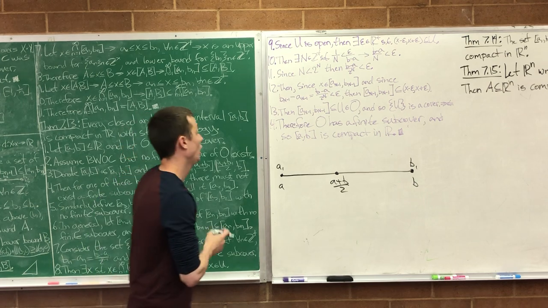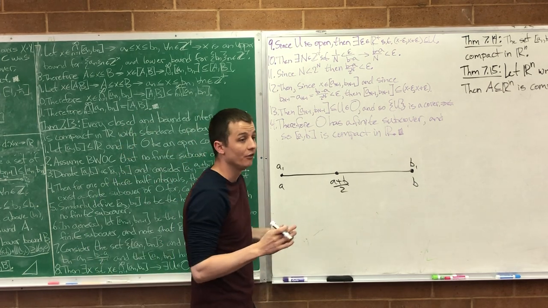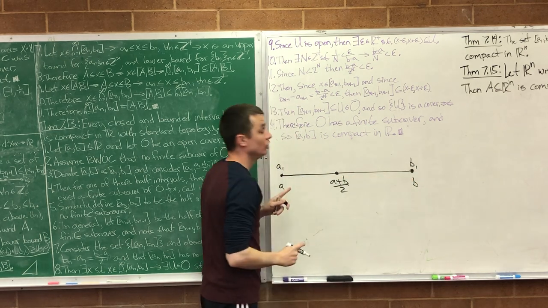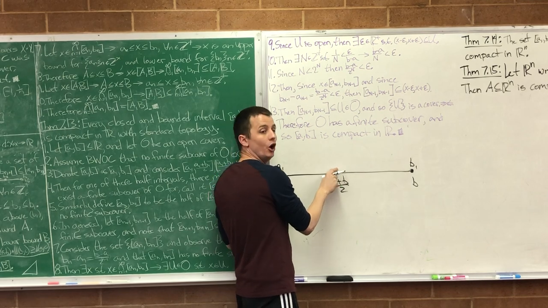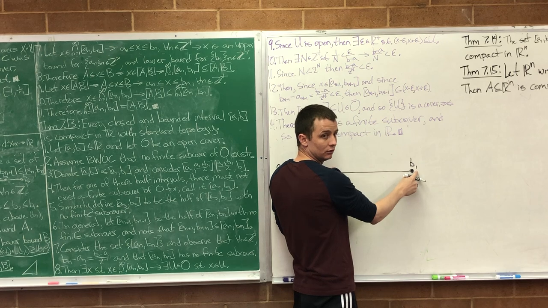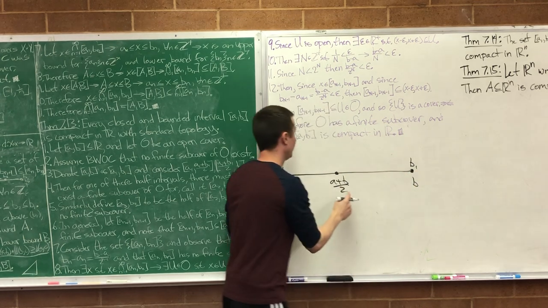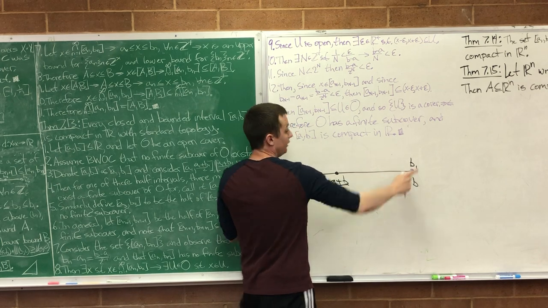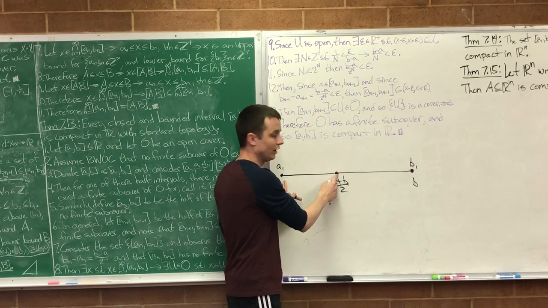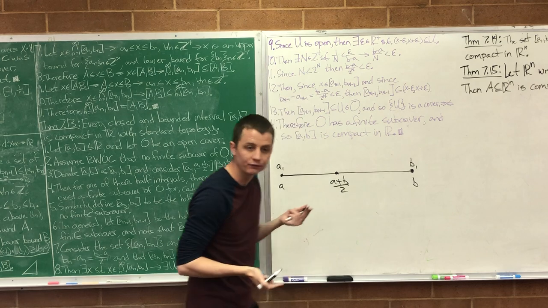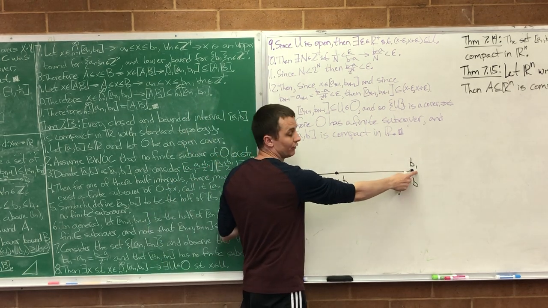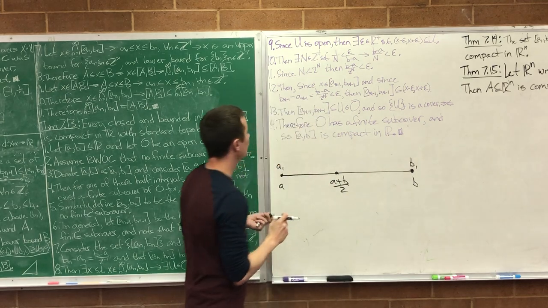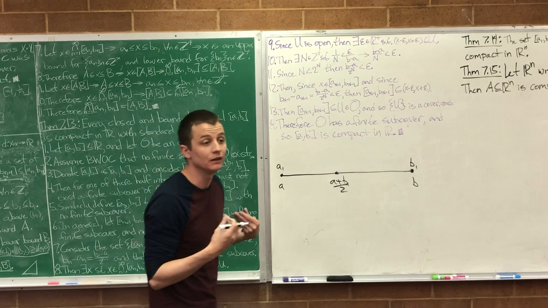Now, remember that we are assuming that you have to use infinitely many open sets to cover this whole thing. Which means you either have to use infinitely many open sets to cover this half, or infinitely many to cover this half. Assume I can cover this half with finitely many of them, and this half with finitely many. Then I can cover the whole thing with finitely many. So if it takes infinitely many to cover the whole thing, it has to take infinitely many to cover either this half or this half. Maybe it takes infinitely many to cover both halves. I know it takes infinitely many to cover at least one of the halves.